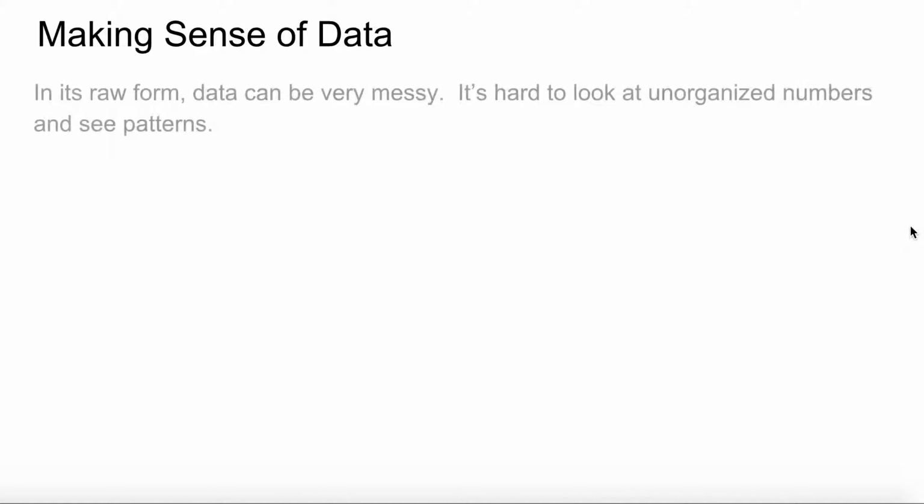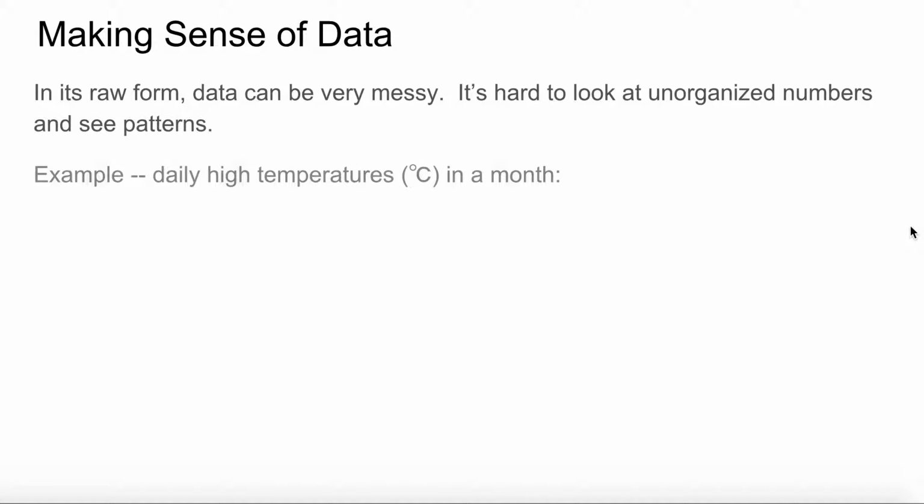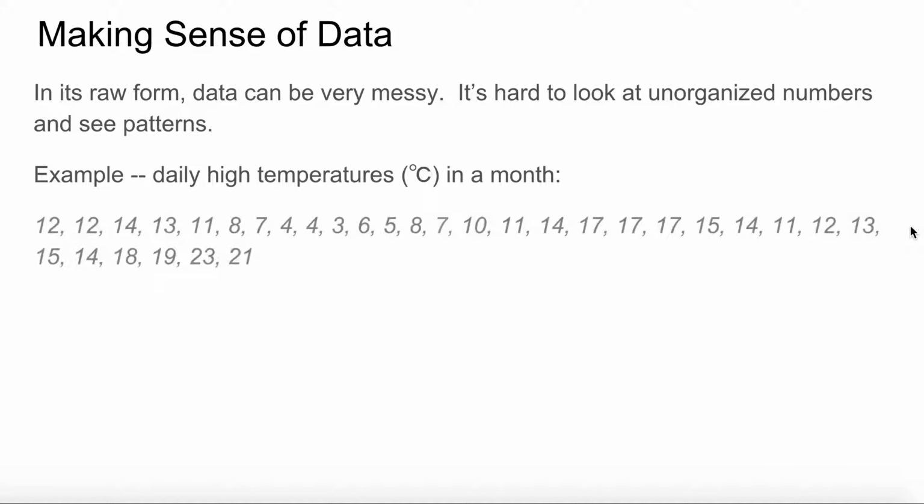And just to clarify, here I'm talking about quantitative or numerical data. We'll think a little bit more later about how to make sense of categorical data. But in its raw form, and if you get data from the World Bank, data is in its raw form, data is very messy. It's hard to look at unorganized numbers and see patterns. So here's an example that I came up with. This is daily high temperatures in degrees Celsius in a month, right? And I put this up, and it's just a bunch of numbers.